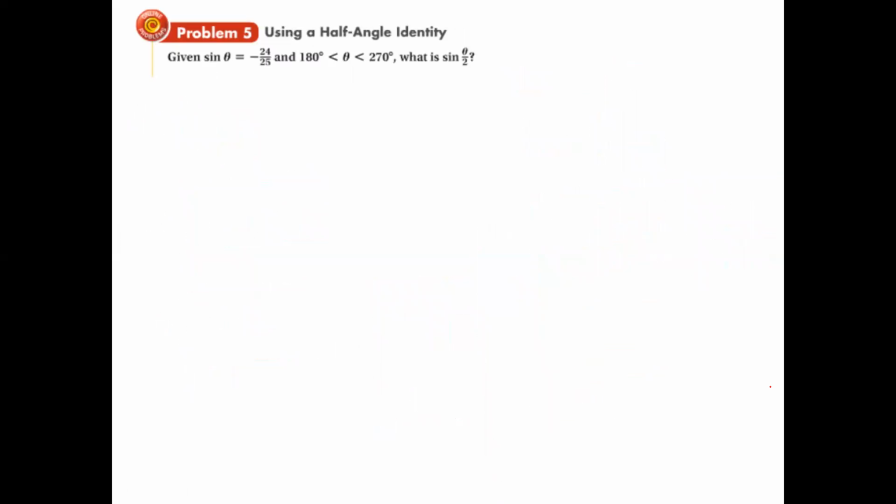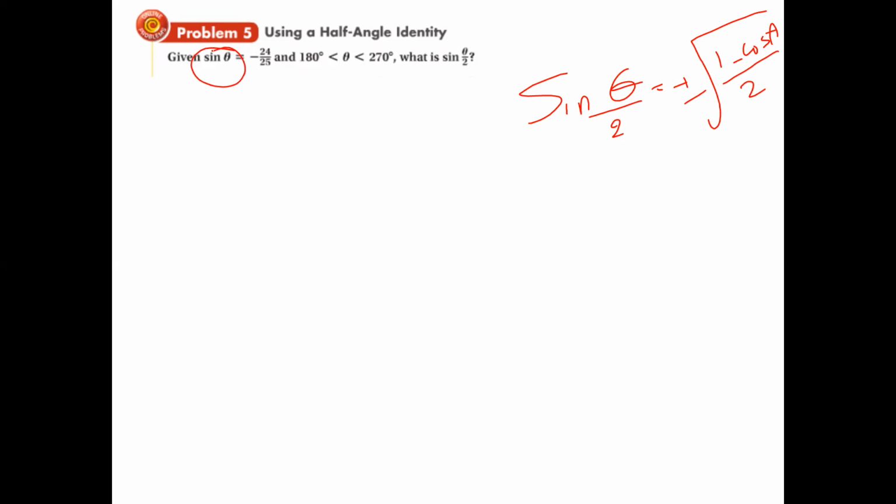Now, here in problem 5, we have now cosine. They give you that the sine of theta is negative 24 over 25. Okay, what about sine of theta over 2? Now, you know that if I want to use sine of theta over 2, I need cosine. So since I need cosine, I need now to find the cosine using the sine. How? Using the Pythagorean theorem.